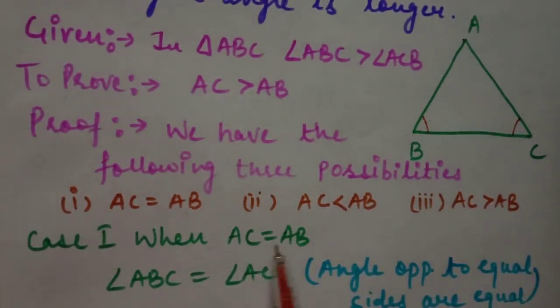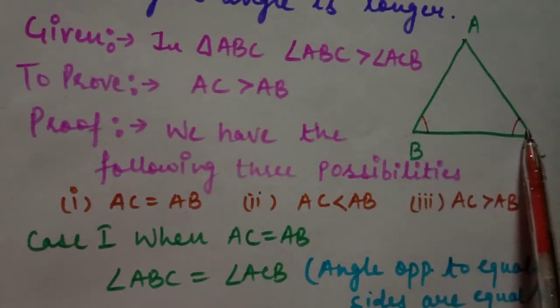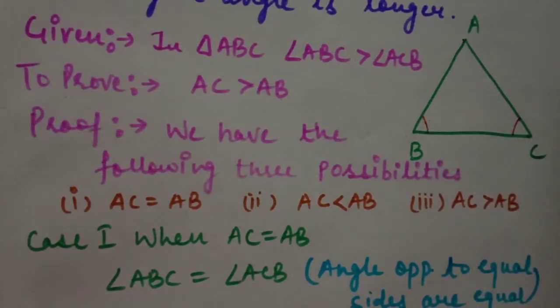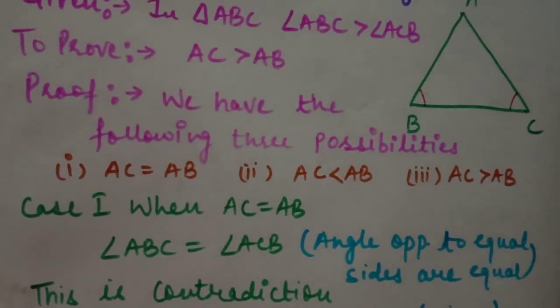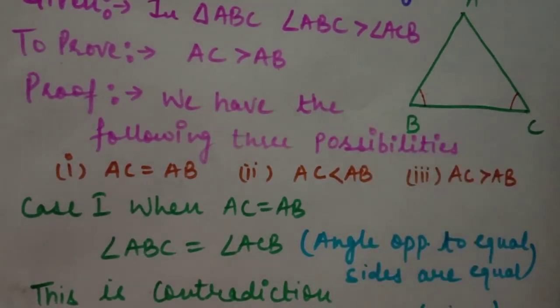Case 1, when AC is equal to AB. If they both are equal to each other, then their base angles, angle ABC and angle ACB, are also equal to each other. Reason: angles opposite to equal sides are equal. So the given statement would be wrong, because it is already given that B is greater than C, and now I am proving here that B and C are equal to each other. They contradict each other.